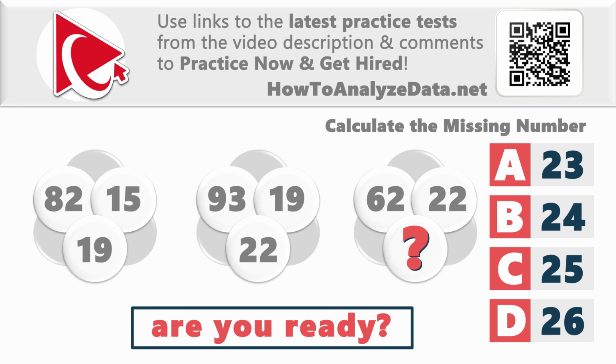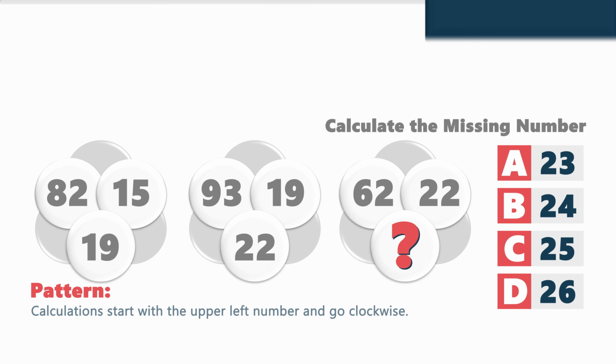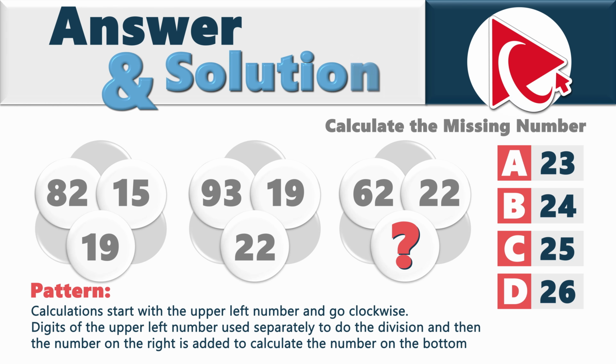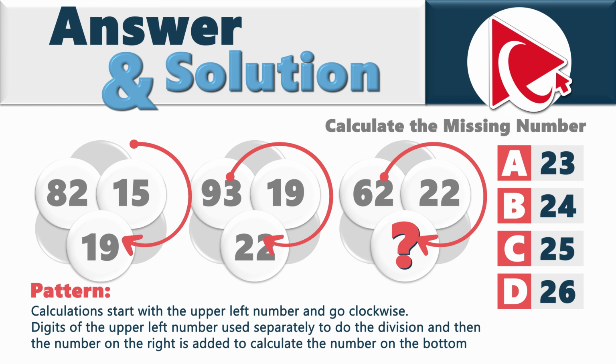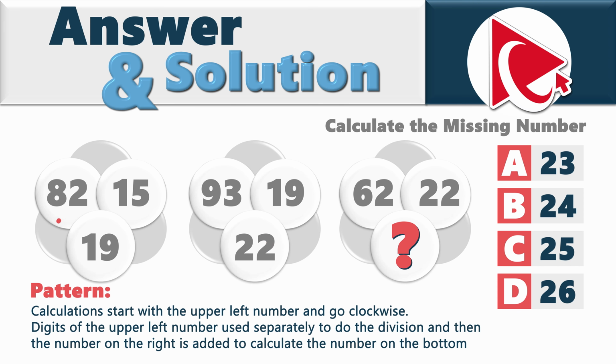Time's up. Are you ready to show your answer? Calculations start with the upper left number and go clockwise. Digits in the upper left number are used separately to do the division, and then the number on the right is added to calculate the number in the bottom. Let's look at the example. You see in the upper left the number 82. Instead of using 82 as the whole number, we divide 8 by 2 and the result equals 4. Then we add 4 plus 15 and the result equals 19.